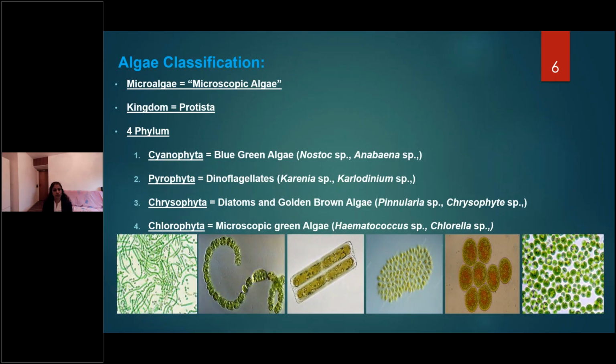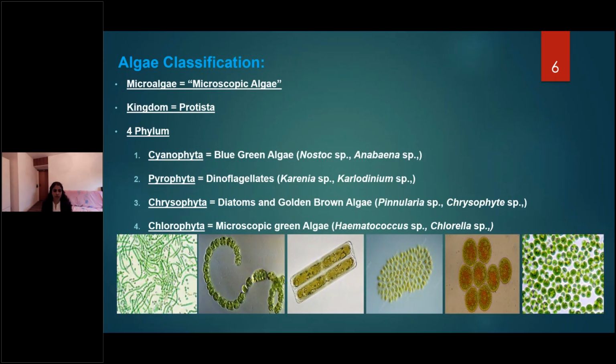So, a brief classification, just an overview. These algae are microscopic and macroscopic algae. Let us know about microscopic algae, which come under kingdom Protista, which has 4 phyla: Cyanophyta, Pyrrophyta, Chrysophyta, and Chlorophyta. Cyanophyta are called blue-green algae, for example, Nostoc and Anabaena. You can see in the first 2 pictures, Nostoc and Anabaena respectively. Pyrrophyta are dinoflagellates. Chrysophyta, diatoms, are also called golden brown algae, which is the Pinnularia species. The 3rd and 4th pictures are Pinnularia and Chrysophyta respectively.